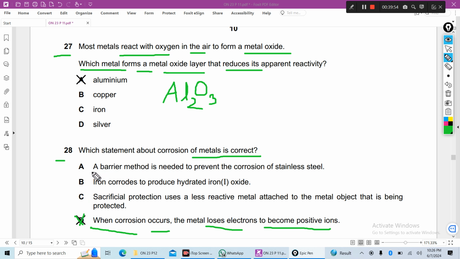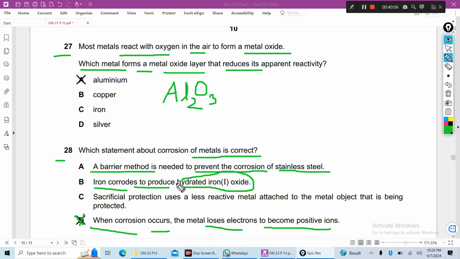A is wrong. Why? A barrier method is needed to prevent the corrosion of stainless steel. Wrong. Iron corrodes to produce hydrated iron 1 oxide. No, hydrated iron 3 oxide. This is wrong.